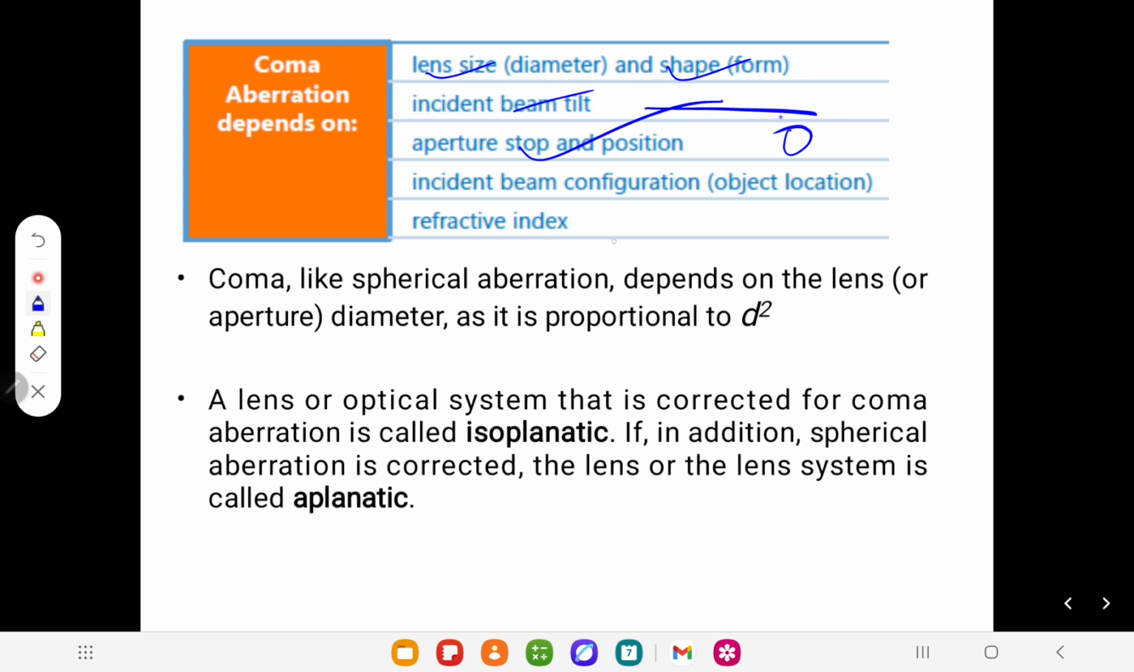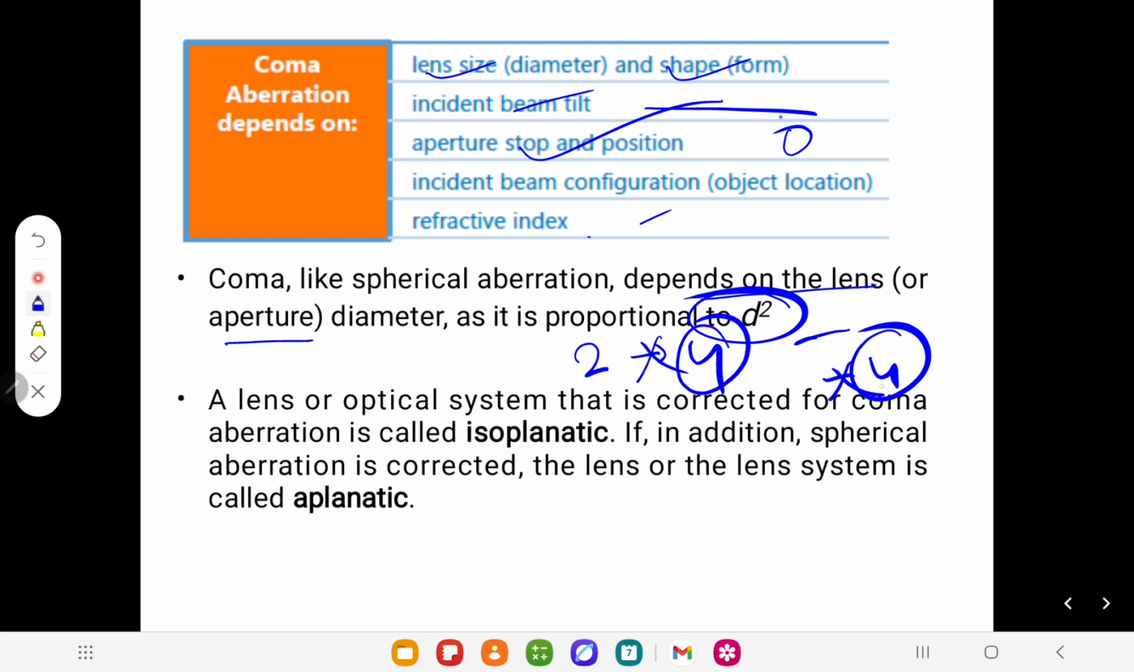Incident beam configuration, refractive index. Coma, like spherical aberration, will depend on the lens or aperture diameter. It is proportional to the square, isn't it? So if the aperture size increases from 2 to 4, then coma increases in square, that is 4 times. If the aperture size increases 2 times, coma increases by 4 times. It's centrally important. Just understand how important it is in the case of aberration to describe it in relation to aperture size.